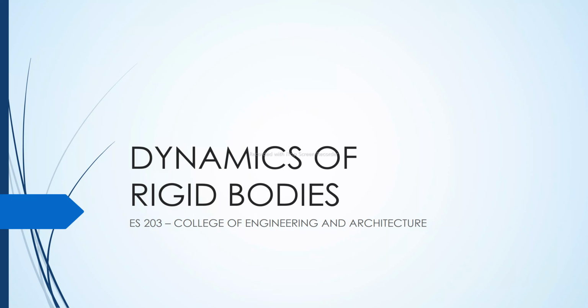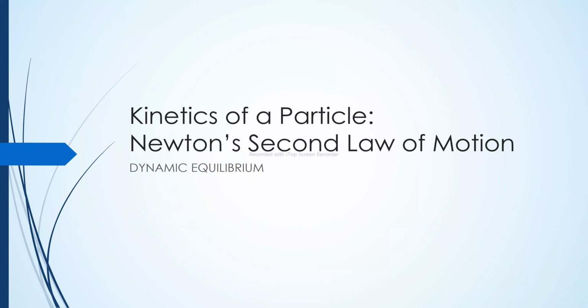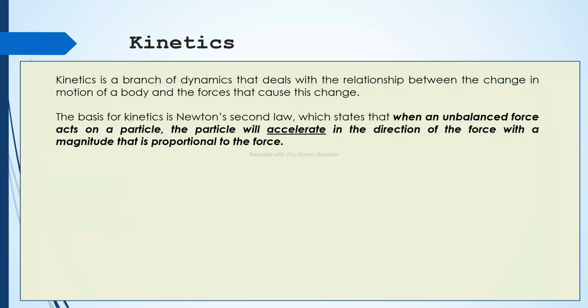So kinematics is purely geometrical, along with the consideration of the particle's velocity, acceleration, position, and time. Now, in kinetics, it is different. In kinetics, we are already dealing with the forces. So, kinetics of a particle is based on Newton's second law of motion, and in these discussions, we'll be talking about dynamic equilibrium. Okay, let's start. What is kinetics?